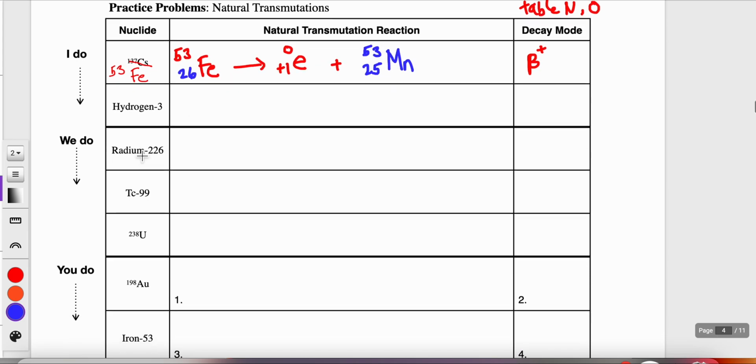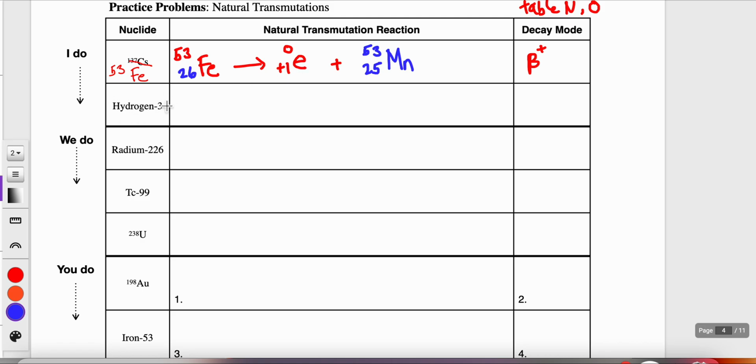So the next example, I'm going to work through a very similar process. So here it says hydrogen-3. So if you're not sure of the symbol, if you go to your Table N and you look at the most right-hand column, you will find the name hydrogen-3, and you look at your most left-hand column, it will give you the symbol of capital H with a mass of 3. We put that in the upper left.